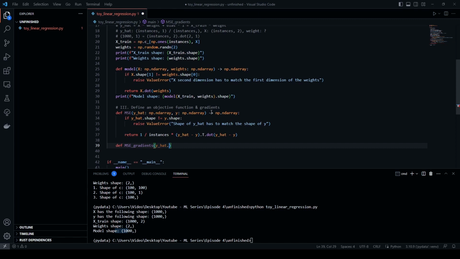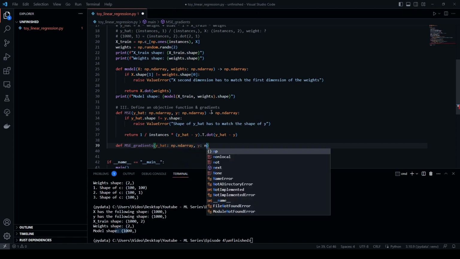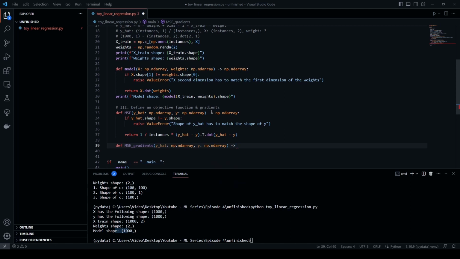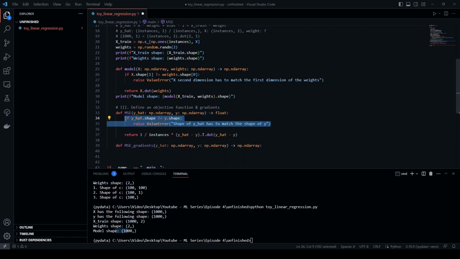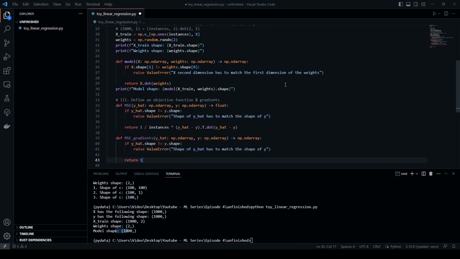Now we need the gradients. For the gradients, what we will need is again y hat and y. For the MSE we don't get an array back, but we will get a float. And from the MSE gradients, in this case we really get a numpy array. We can again check. Now we can simply copy and paste that. Then, what do we return? We return 2 over instances. Why the 2? Because we have a squared value here. So when we take the derivative, we get a 2 in front of it.